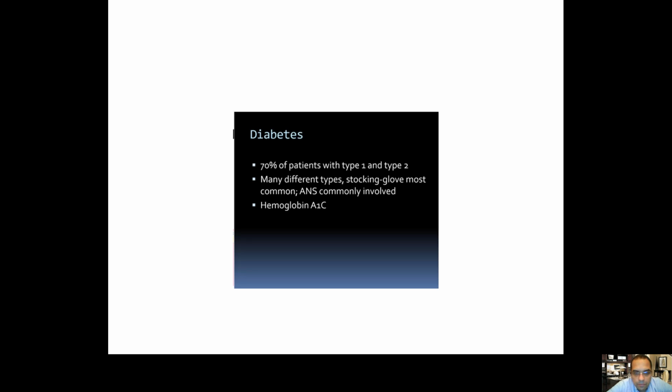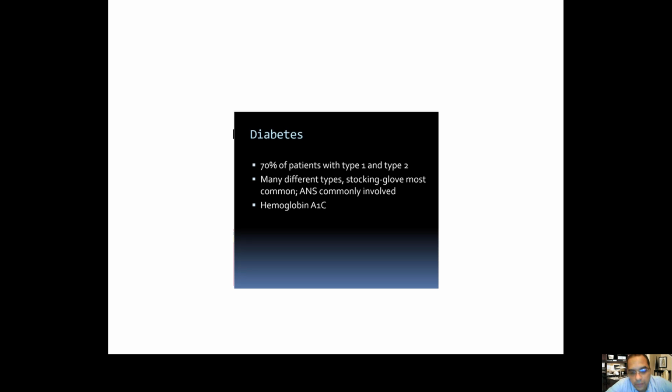So with diabetes, 70% of patients with type 1 or type 2 diabetes will have this type of neuropathy. Can you see what a very large percentage of patients that is? There are many different types, the stocking and glove being the most commonly involved, and you will see that for these patients, we do the hemoglobin A1C.